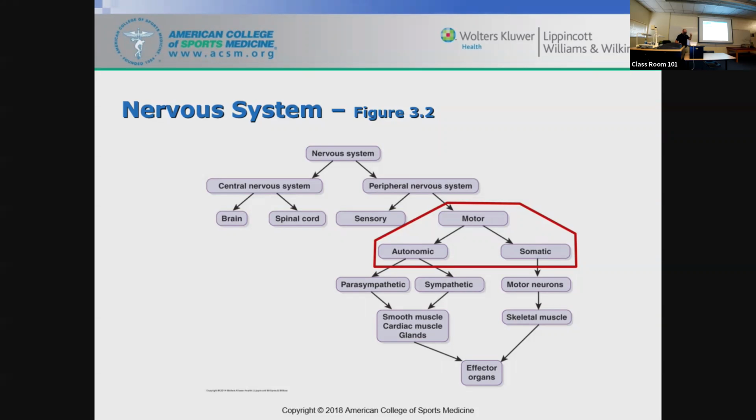The divisions here that are separated are the parasympathetic and sympathetic. Anyone know what phrases are used to describe these two? Anyone ever heard of them?